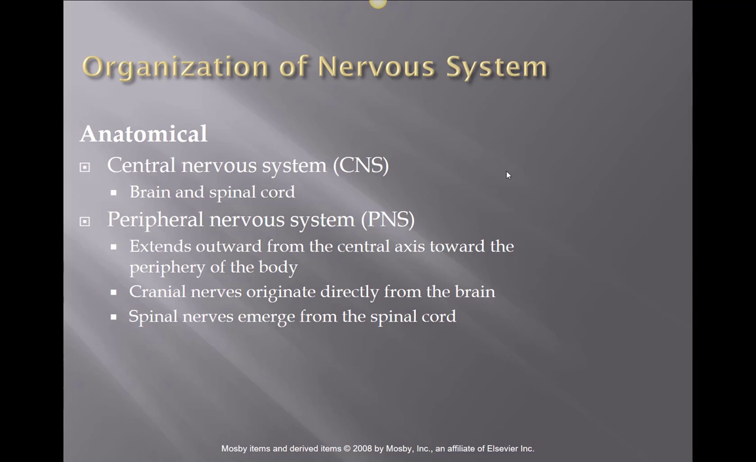So the central nervous system is everything that's housed, all the nerves your brain can house inside the cranium, and everything that's through the vertebral column of the spinal cord. Once it exits that and goes out into the body, then you're in the peripheral nervous system.